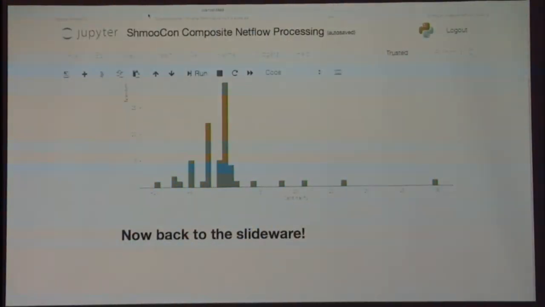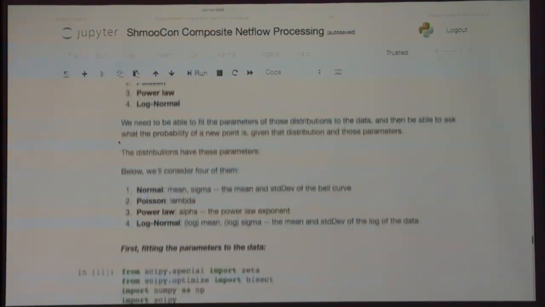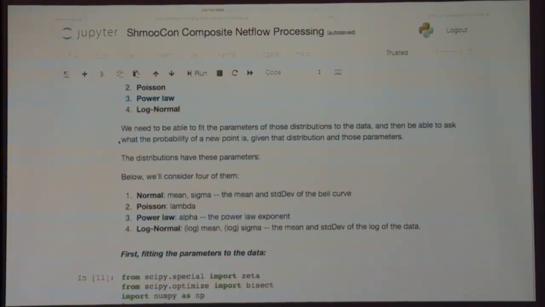So let's try them. And we're going to go back to our demo. Back to the demo here. So we have the four probability distributions, which I just mentioned. And they each have parameters.